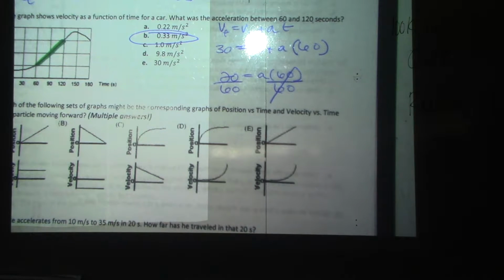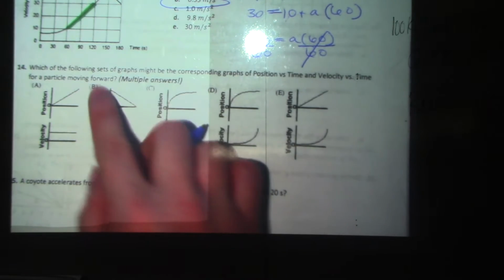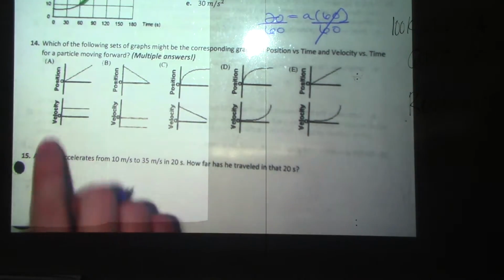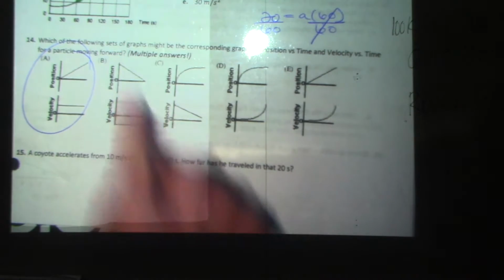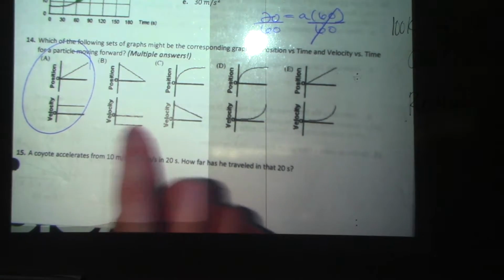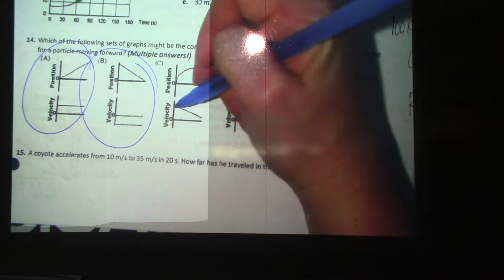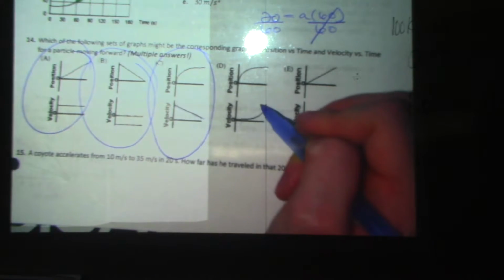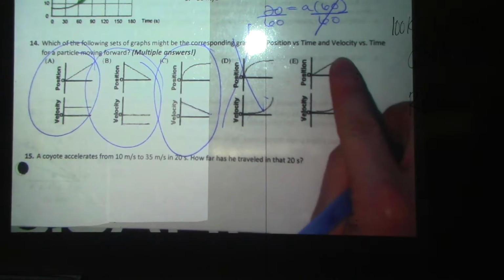Here, again, I'm trying to find matching graphs for position and the velocity graph moving forward. There are multiple answers. So here, this is going forward at a constant velocity, so I have a constant velocity, A. B is going backwards at a constant velocity, so I have a negative velocity, and it is constant. That is true. This one is moving forward, but getting slower, so velocity should be slowing down, so that's true. This one's moving forward, getting slower. Velocity should not be increasing. This one is a constant velocity, so my velocity should not be increasing, it should be staying the same. So these were the 3 that have correct matching graphs.